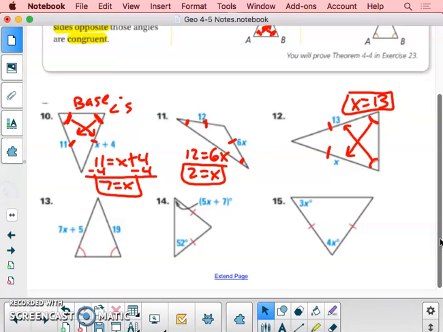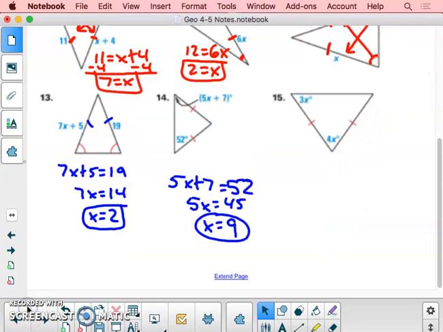Pause the video right now and do those bottom three. When you're done, resume the video and check your work. So here are your answers to 13 and 14. We have our base angles being congruent, which makes the sides opposite congruent. When you set 7x plus 5 equal to 19, you get an answer of 2. Hopefully you got that one right.